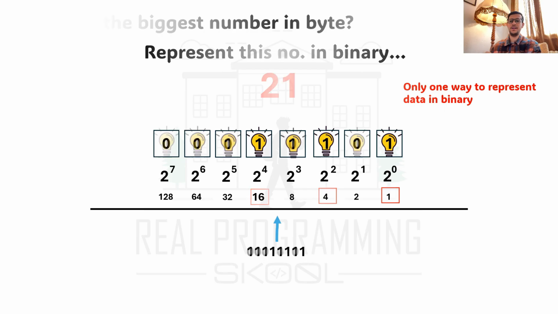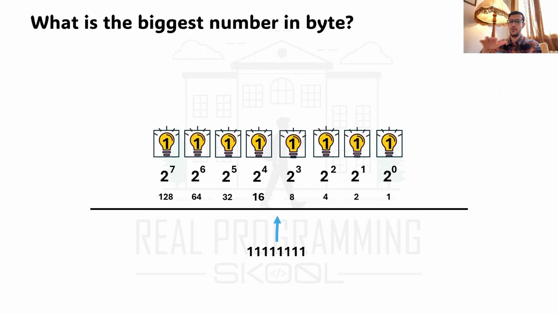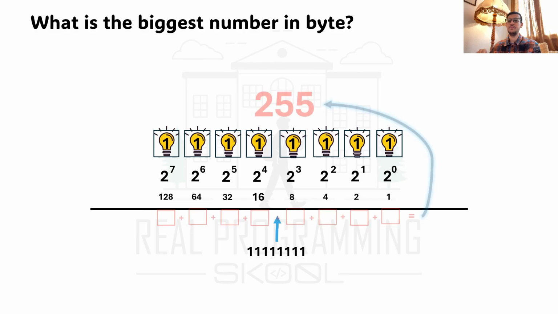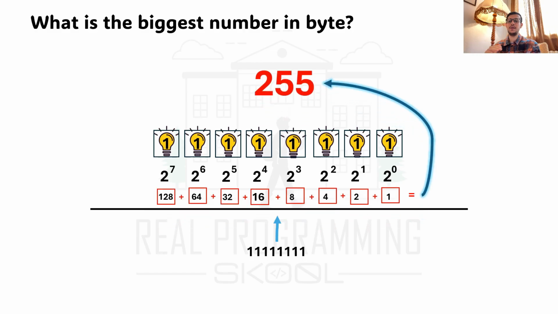So if we ask ourselves a question, what is the biggest number in this byte? The biggest number is if I turn them all on, all of them 1, as you saw on screen, and I count the numbers down, 1 plus 2 plus 4, 8, 16, 32, 64, 128. If I count them all, it will give me 255. So this is the biggest number in this byte.